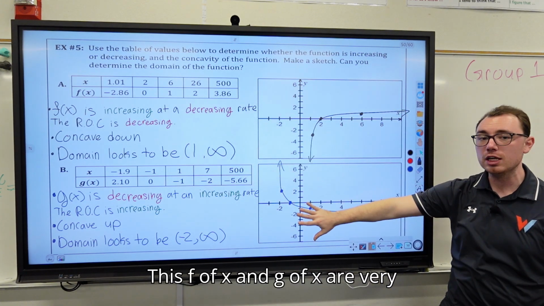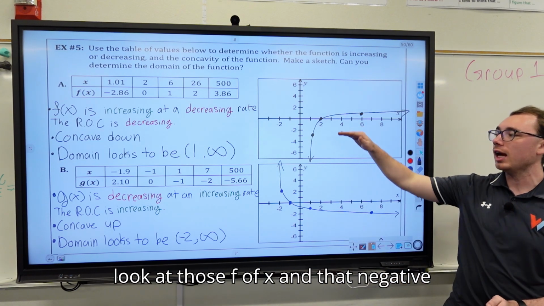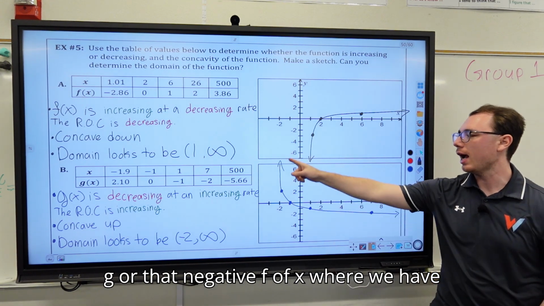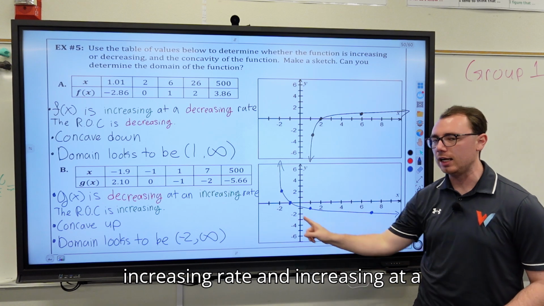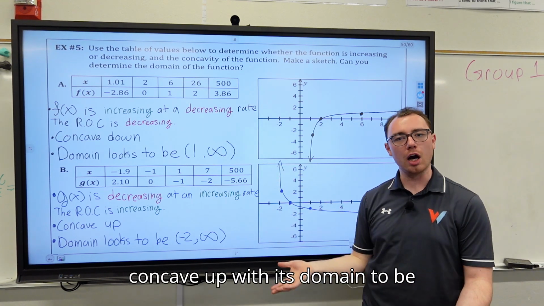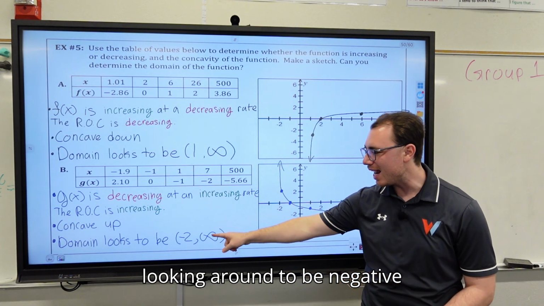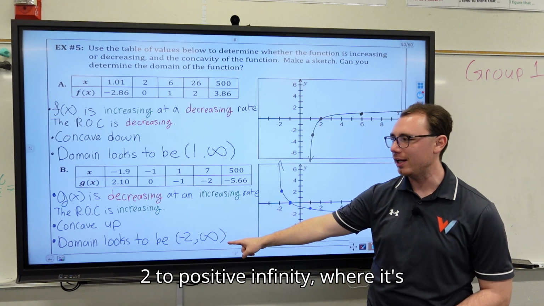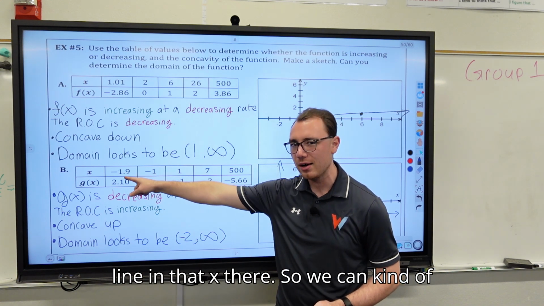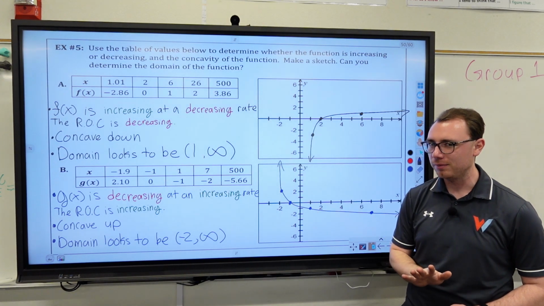This f of x and g of x are very similar to example 3, where we took a look at f of x and negative f of x, where we have that same kind of decreasing at an increasing rate and increasing at a decreasing rate. For g of x here, it's concave up, with its domain looking to be -2 to positive infinity, where it's not really crossing that -2 line in x there. So we can kind of assume it's going to be right around -2.